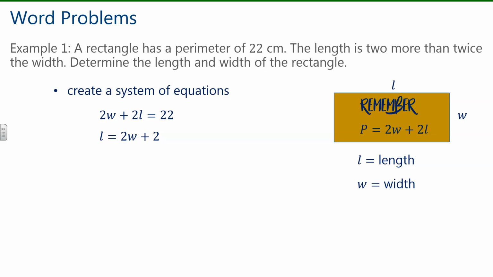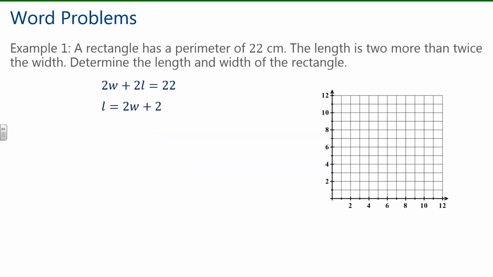Now that we have our two equations, we can just graph each equation and then see where they intersect. So let's go ahead and do that. Now I'm going to let the length be the dependent variable, so I'll put that on the y-axis, and the width be the independent variable, so I'll put that on the x.